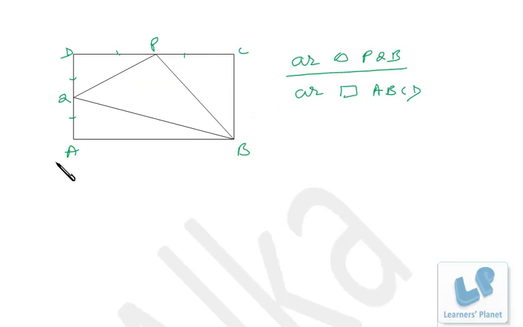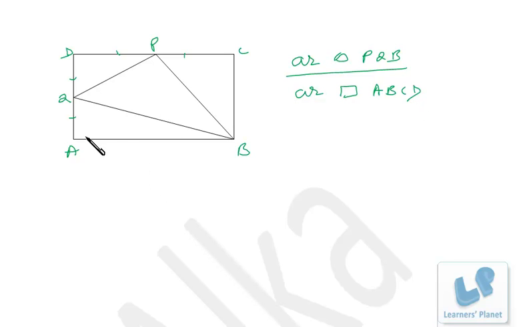Now we have this problem. Here ABCD is a rectangle. Here Q is the midpoint. Here P is the midpoint. We have to find the area of triangle PQB with respect to this rectangle ABCD. Once again, a simple problem.